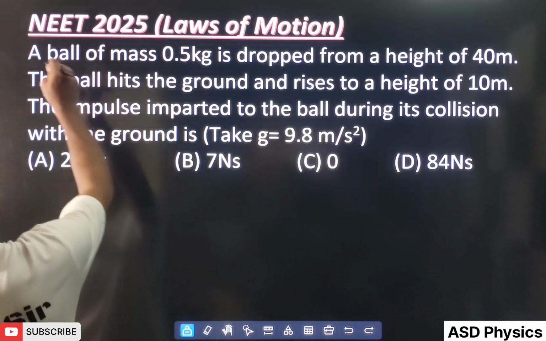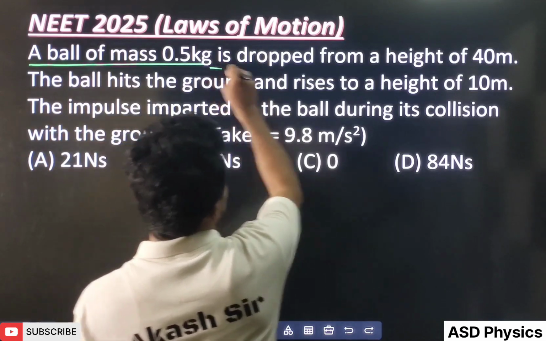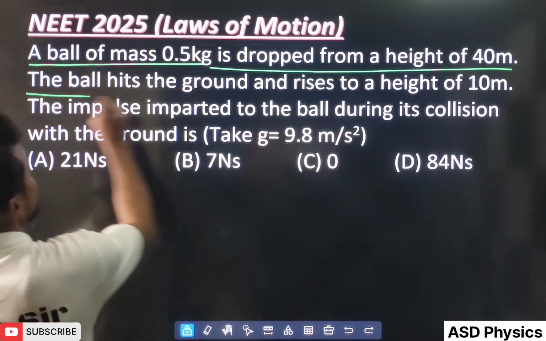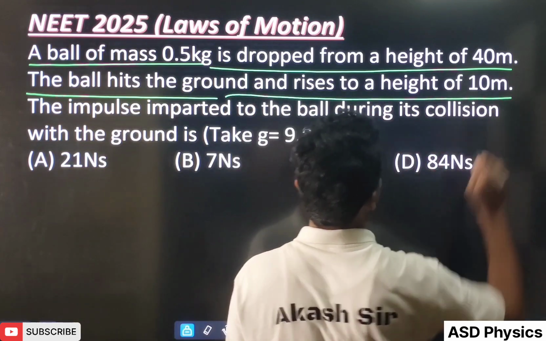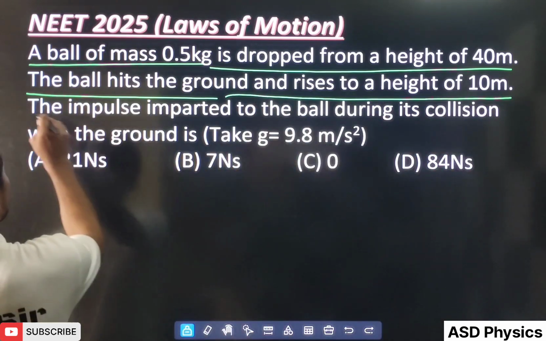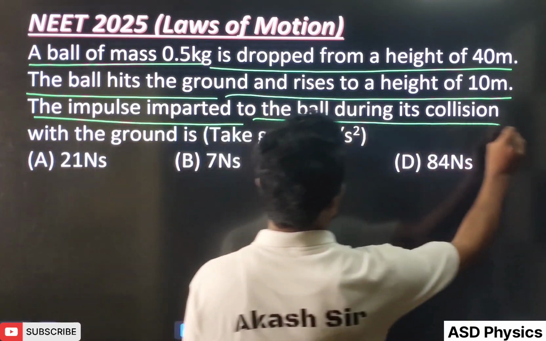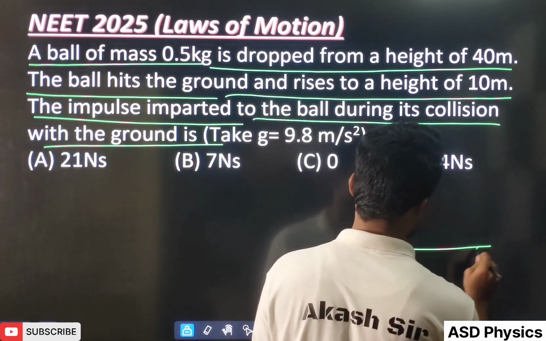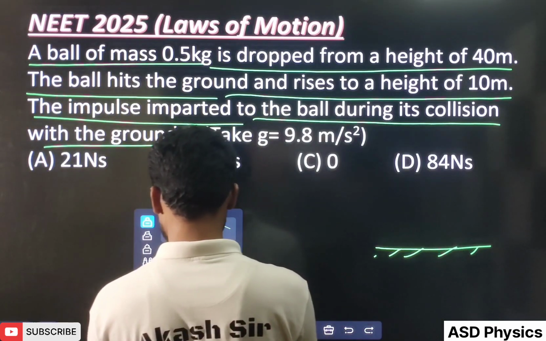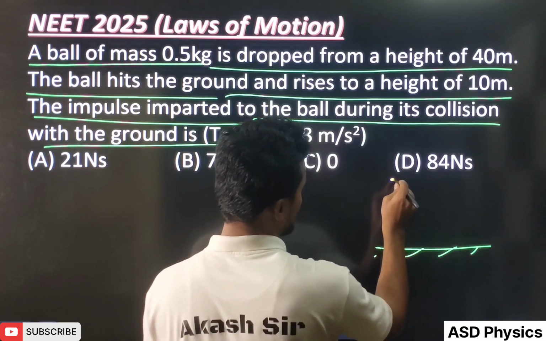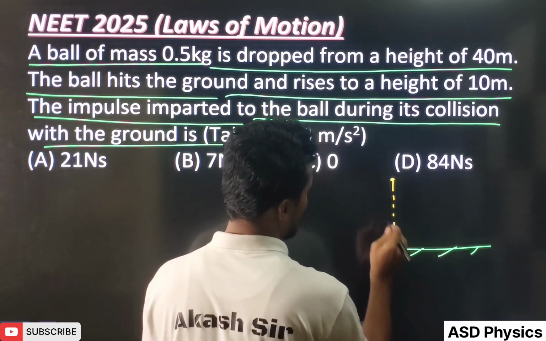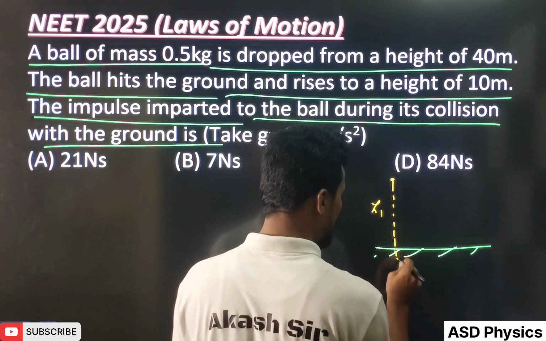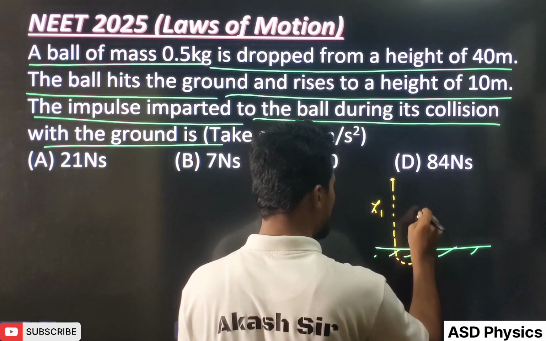Now see, next one, students. A ball of mass 0.5 kg is dropped from a height of 40 meter. The ball hits the ground and rises to a height of 10 meter. The impulse imparted to the ball during its collision with the ground is how much here? Remember, this is the ground and from here the ball is falling. Let's take this height as H1. It will go in the same path, but just for representation purposes, we draw it like this.